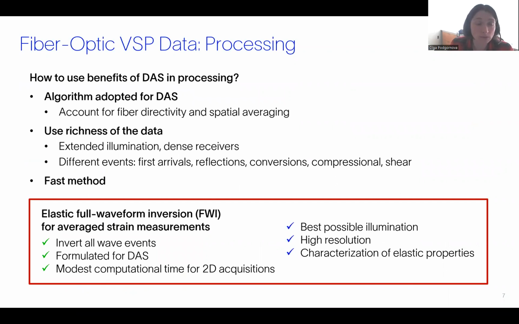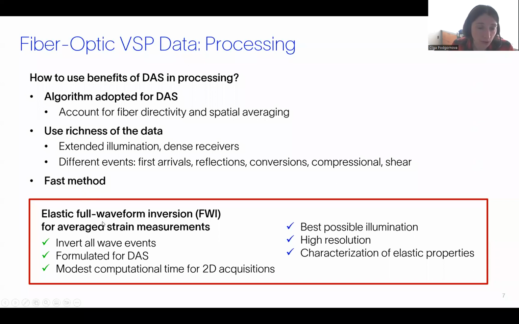So how can we use DAS benefits, meaning that it's fast and it gives us quite rich data similar to geophones, in the processing? First, we need to create an algorithm which works specifically for this DAS fiber data. While they're similar to geophones, they're not exactly the same, and this needs to be accounted for in the algorithm. We would also like to use the richness of the data, meaning extended illumination and dense receivers, and use as many events as possible because it allows us to get better medium properties, and we want the method to be reasonably fast.